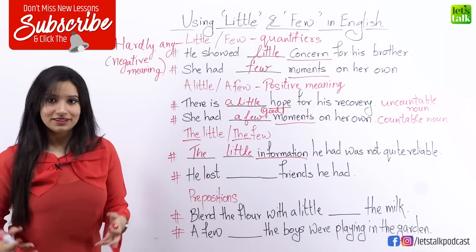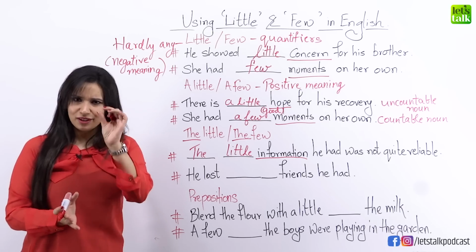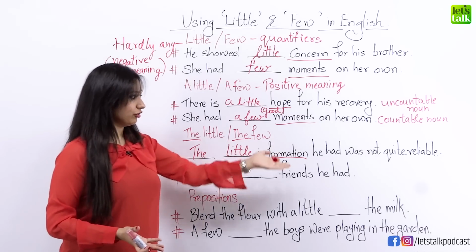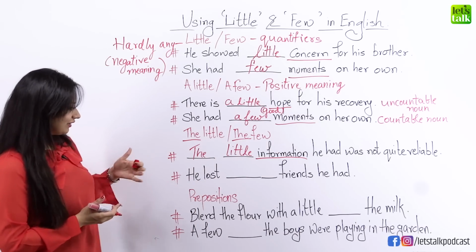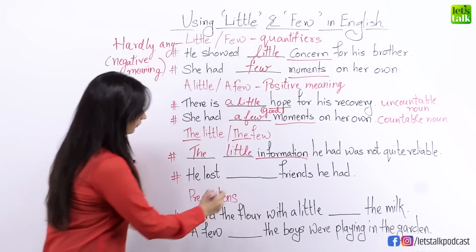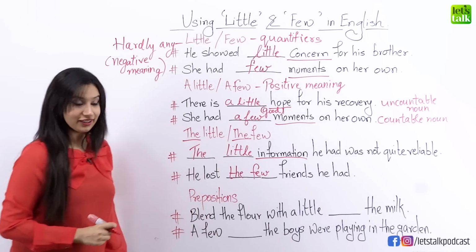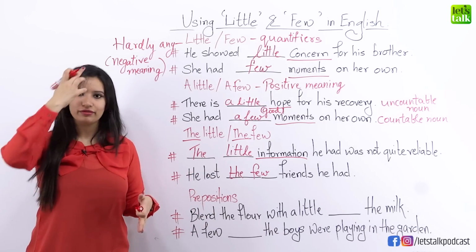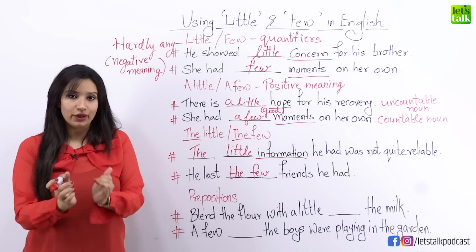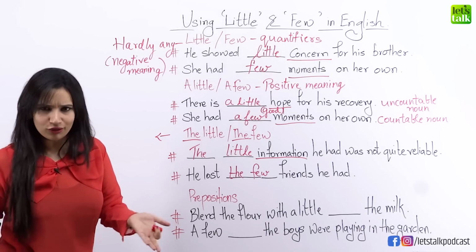So maybe somebody is trying to investigate a case, and they want information on it and they're not able to find any information. But they meet a person who has some information, very little, but that information is also not reliable. So they say that the little information that he had was not quite reliable. The next one would be "He lost the few friends," because it's a plural countable noun. He lost the few friends he had. So this means that he already had very few friends, and out of them, all that he had, he lost. So possibly he lost all his friends, which were already very few. So "the little" or "the few" means all that there is, which is not much.